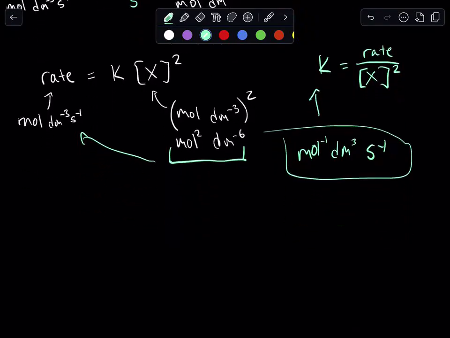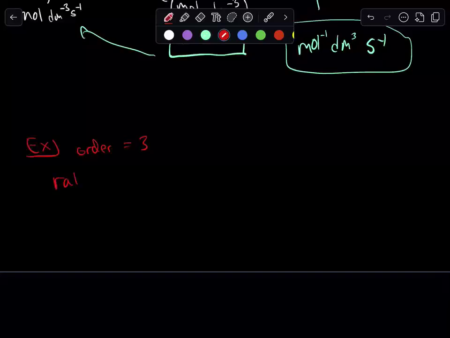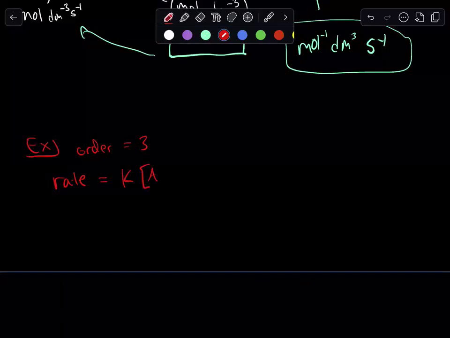So for the last one, try this yourself. If we have our example, which is an order 3, and rate is equal to k[A] squared [B], find the units of k. So go ahead, pause it, try and figure it out yourself.